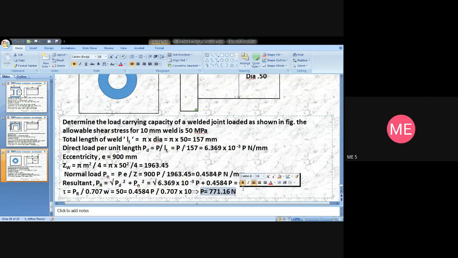771.8. Tarun, 8 is what you got? Yes, sir. Yeah, that's fine. So somewhere around that. Others, please note down this solution.